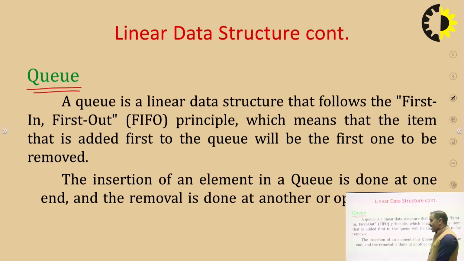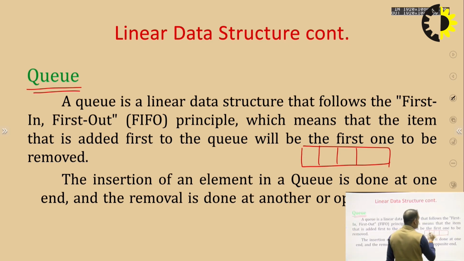That means the element which is inserted first is removed first, and the element which is inserted last is removed last. That concept is called FIFO, first in, first out. The insertion of an element in a queue is done at one end, and the removal is done at another end. That means the insertion takes place from rear and deletion takes place from front.